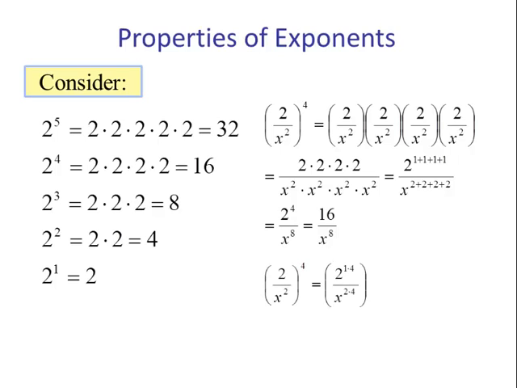Using the property of exponents, we can take the power, 4, and multiply it to each power of each base. So this will be 4 times 1, which is 4, and then 4 times 2, which will be 8. So 2 to the 4th is 16 divided by x to the 8th. These are the same answer. So these 5 examples were illustrating the properties of exponents using powers of 2. These properties will work for any base.